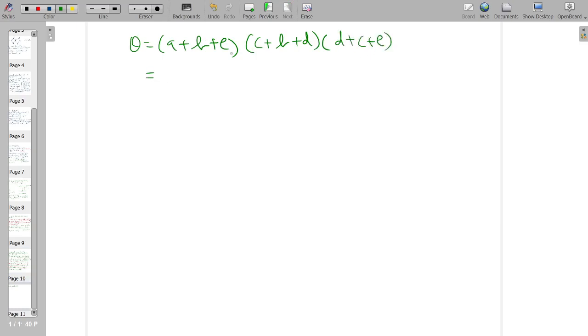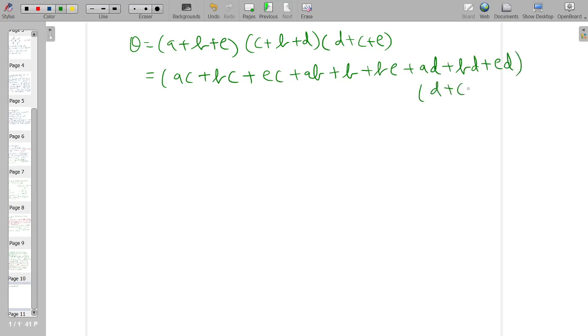Now what I do is I take the product of the first two, AC plus BC plus EC plus AB plus B plus BE plus AD plus BD plus ED, multiplied with D plus C plus E. Okay, here I have used BB is equal to B. Now when I use this, use A plus AB is equal to A.